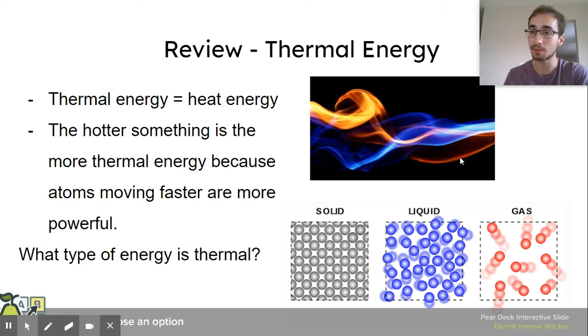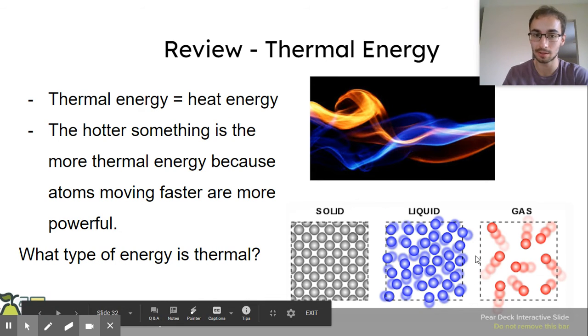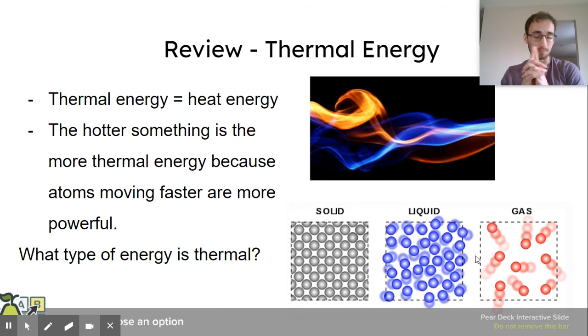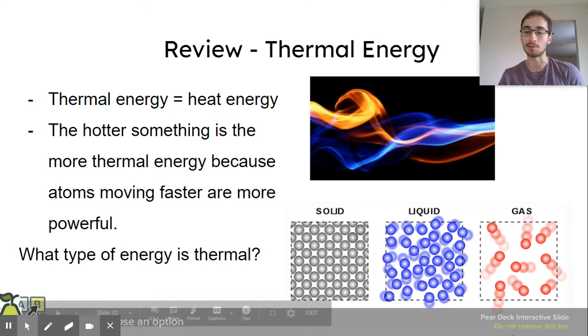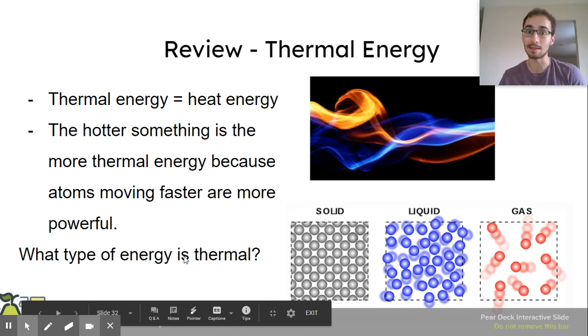Okay, now think about it with thermal. Thermal energy is the same thing as heat energy. The hotter something is, the more thermal energy it has because the atoms are moving faster. What type of energy is thermal? Think: the hotter something is, the more the atoms are moving. So thermal energy is the same thing as, or can be called, kinetic energy.